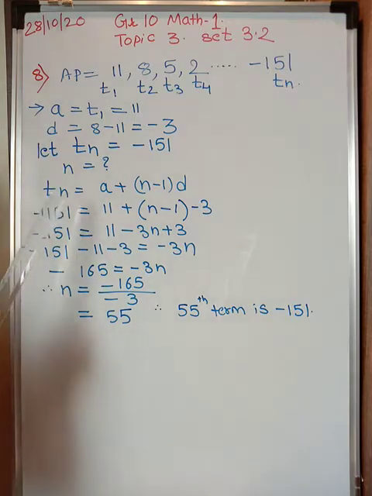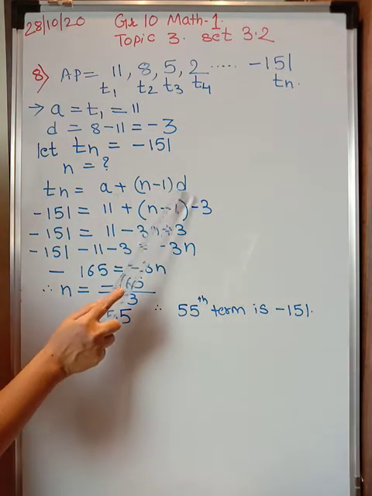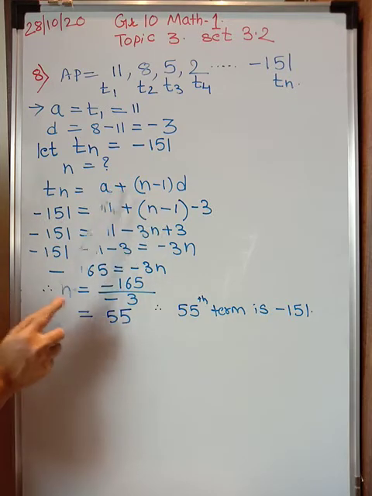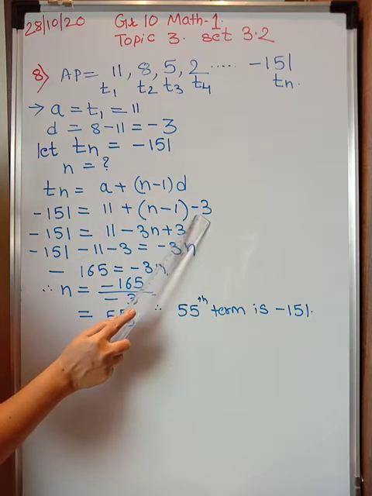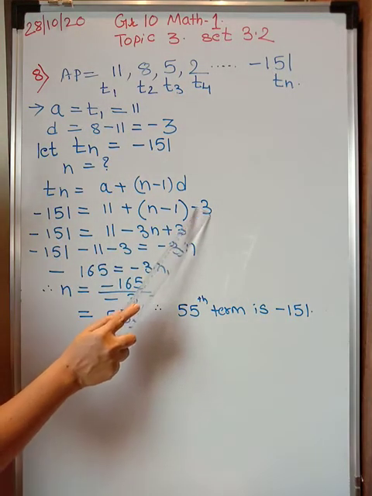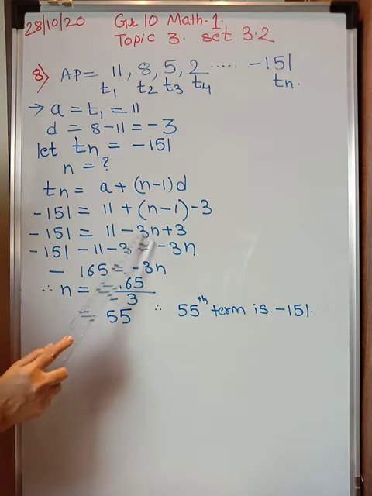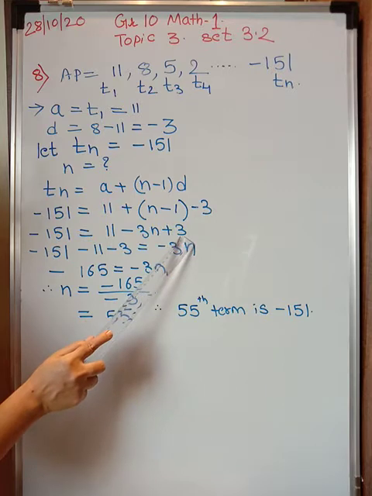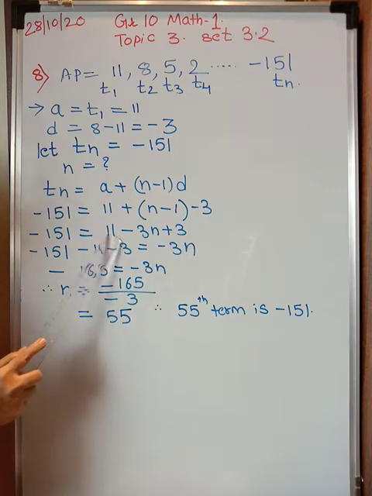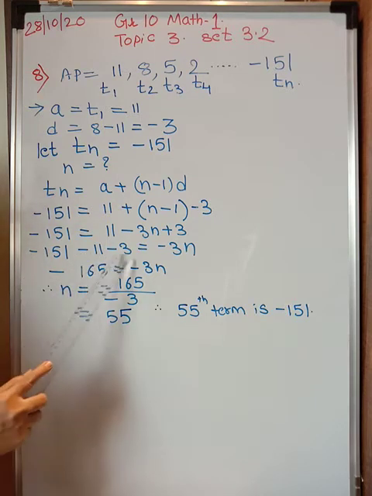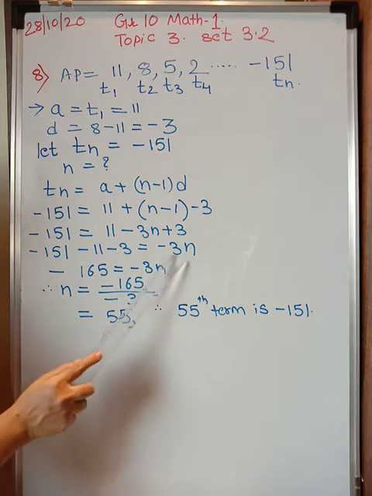Alright. Now what is the formula? Tn is a plus n minus 1 into d. We know the term, minus 151. We don't know n. A is 11, d is minus 3. Now just solve this. Minus 151 is 11 minus 3 into n, minus 3n. Minus into minus is plus. 3 into 1 is 3. Now here 3 is plus, 11 is also plus. I am shifting these two over here. Both will become minus. So we have minus 151 minus 11 minus 3 is equal to minus 3n.